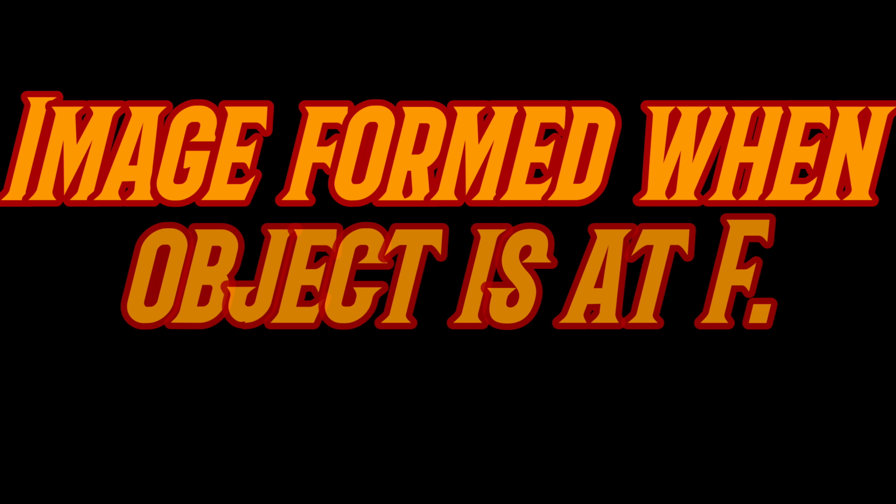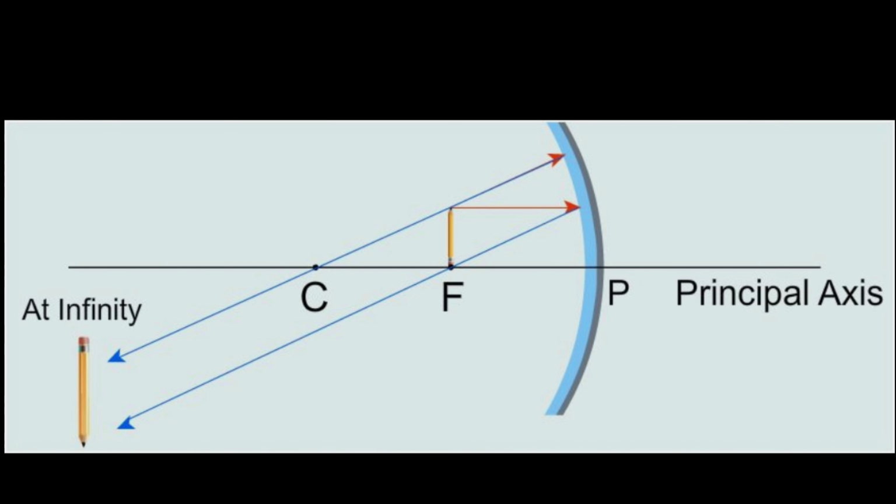Image formed when the object is at F. In the image, it can be observed that when the object is placed at F, the first ray passes parallel to the principal axis and reflects through F, and the second ray passes through the center of curvature. And here, the image is formed at infinity, and its nature is real and inverted.